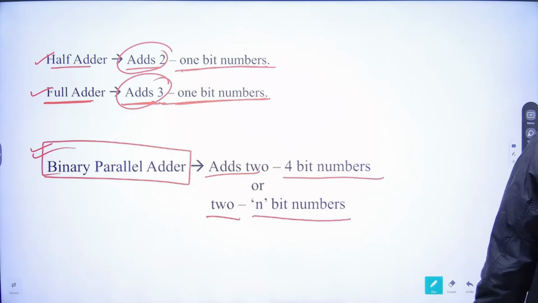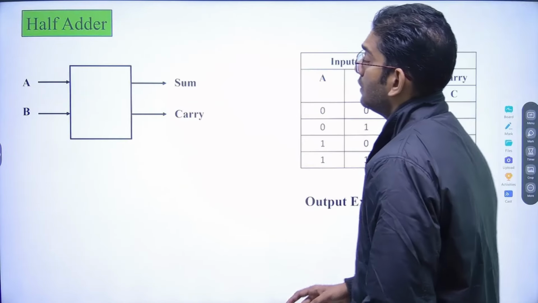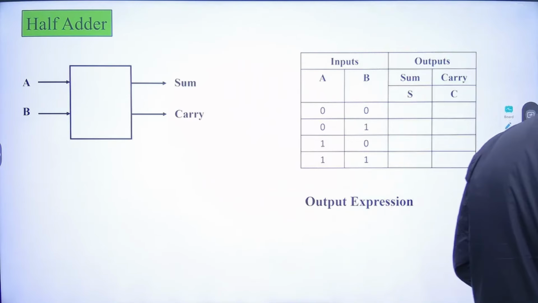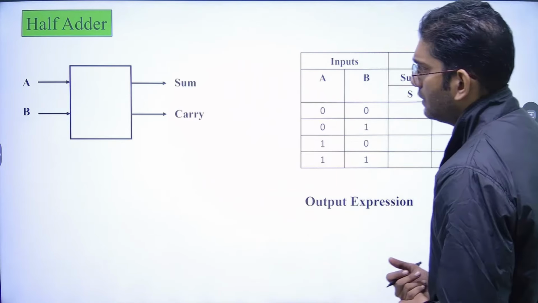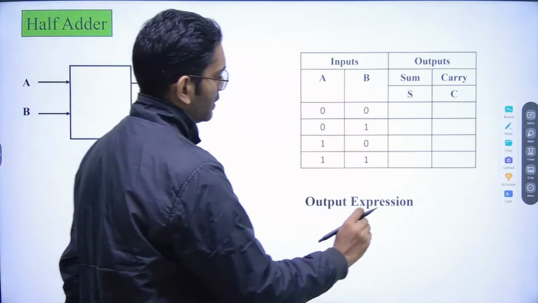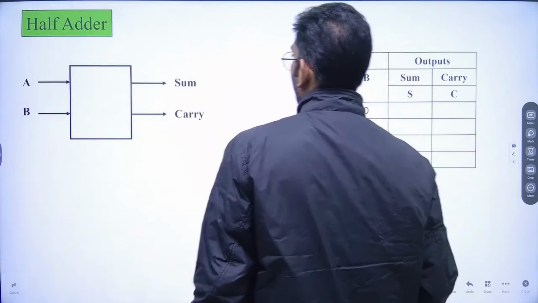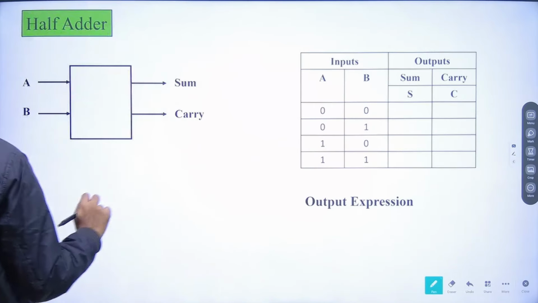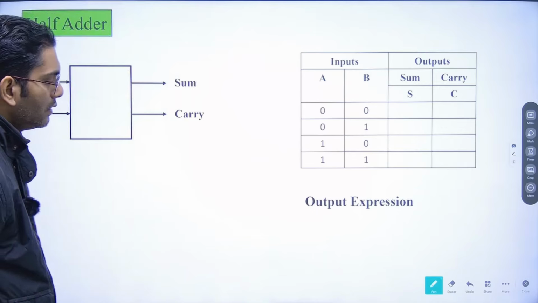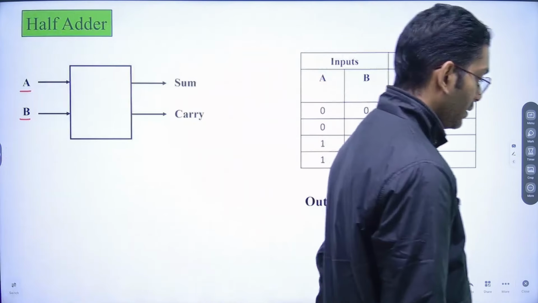Now, next coming to the half adder. This is basically the block diagram of the half adder. Two inputs are present, A and B.